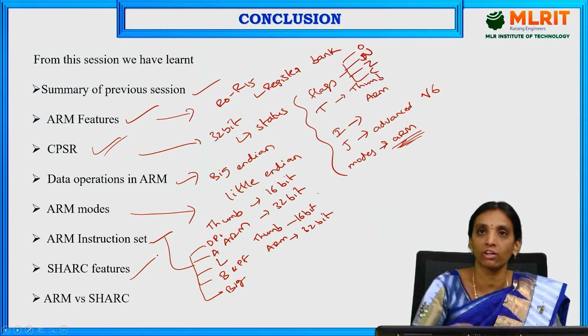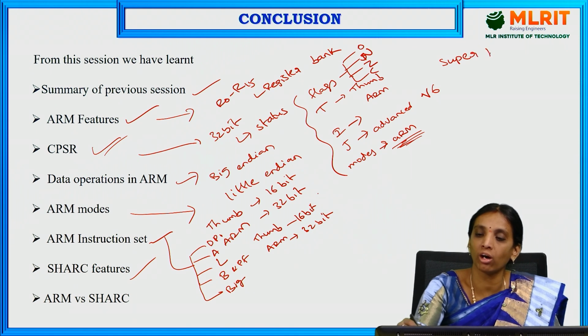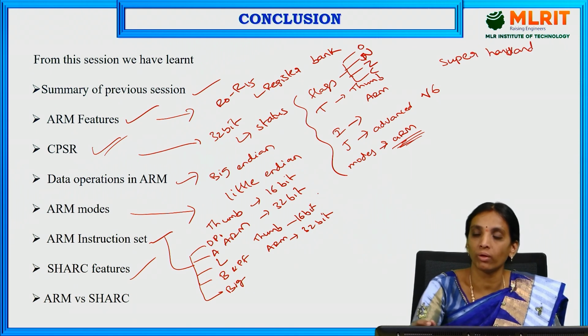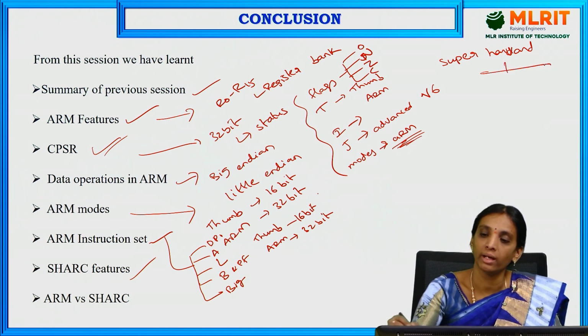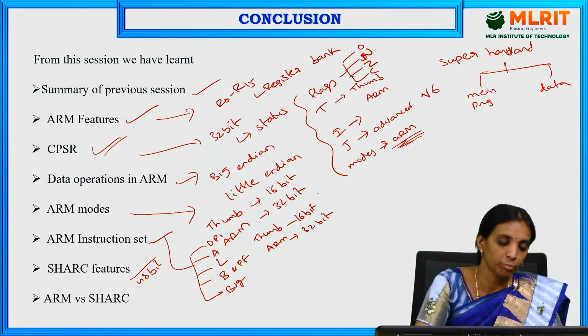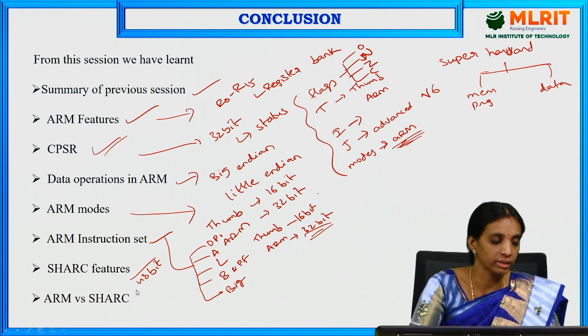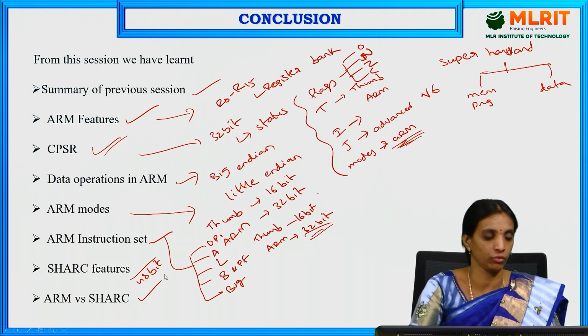And the next one is SHARC features. SHARC is called Super Harvard Architecture. It follows the Harvard architecture, which has two separate memories, one for program memory and one for data memory. It does not have the possibility of bit manipulation operations. Compared with the ARM processor, it has 48-bit words, whereas in the ARM processor we have 32-bit words. Next, we have seen the comparison between the ARM and SHARC processors.